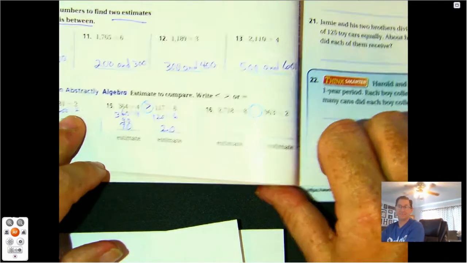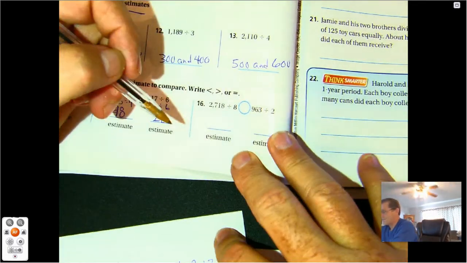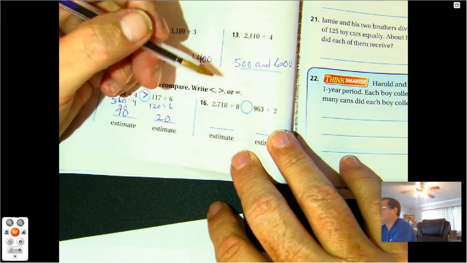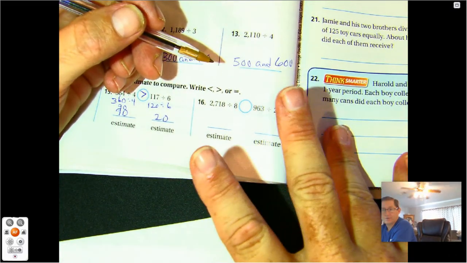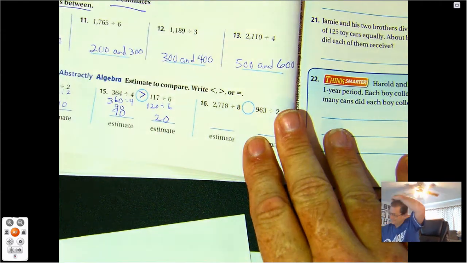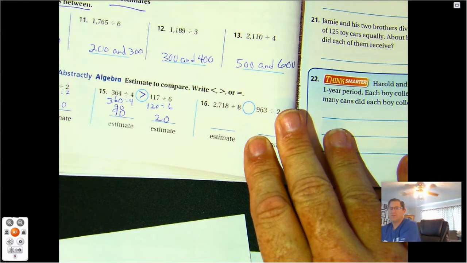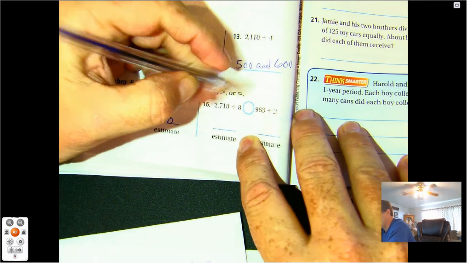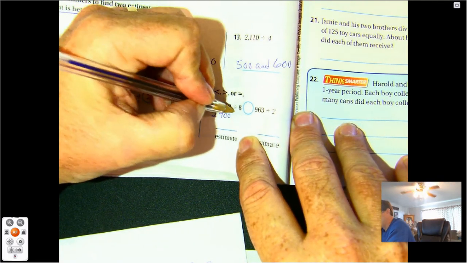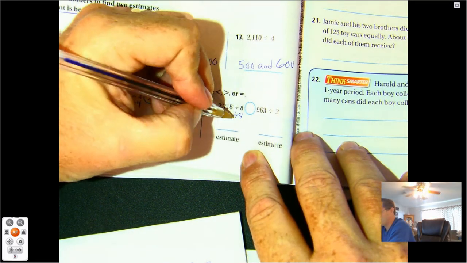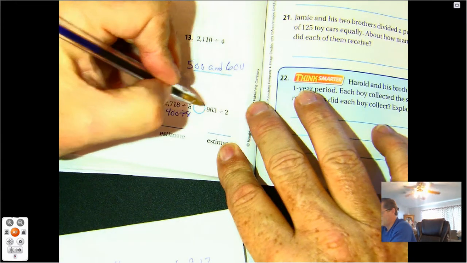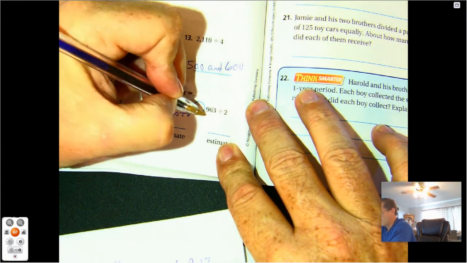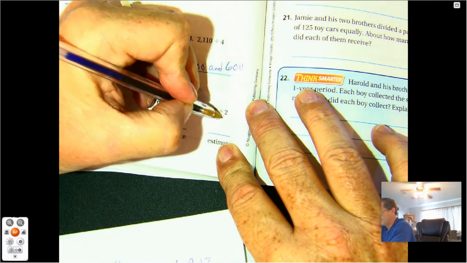Number 16. 2,718. 8, 16, 24, 32. 32 would be about 500 away. 2,400 would be about 300 away. So we're going to use 2,400 divided by 8. And in this other one, we're going to use 1,000 divided by 2, because 10 is really close to 9, right?